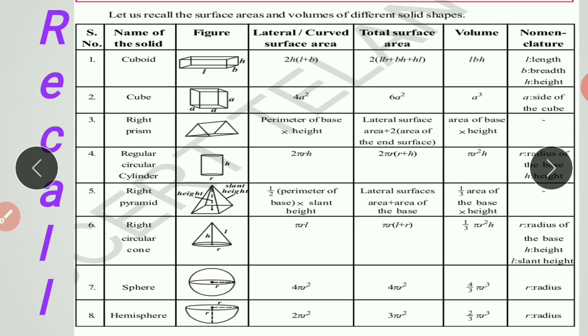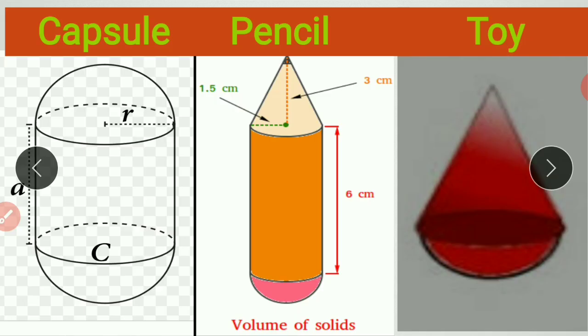Now, what is our topic? Volume of combination of solids. In our syllabus, we have 3 types of combination of solids. That is capsule, pencil, and toy models. First, we will discuss about capsule.